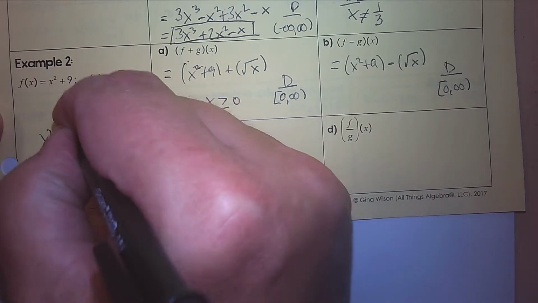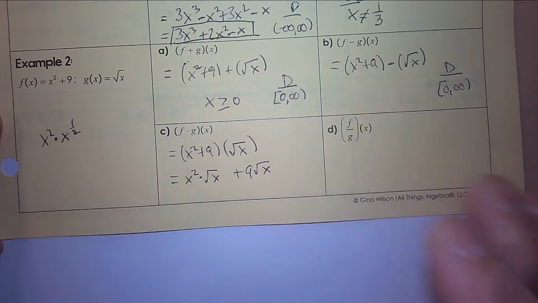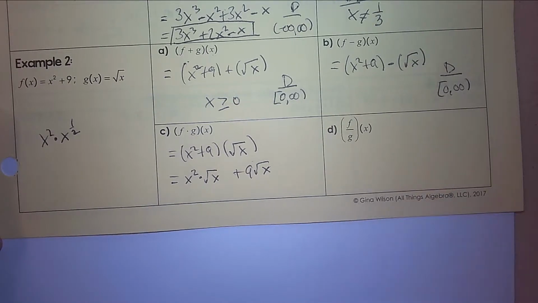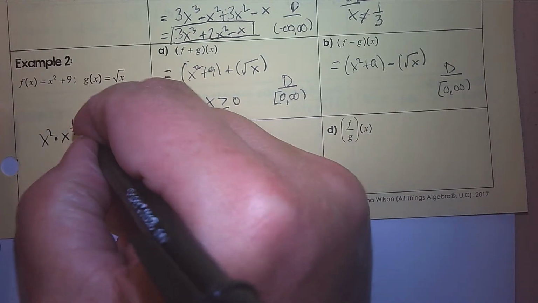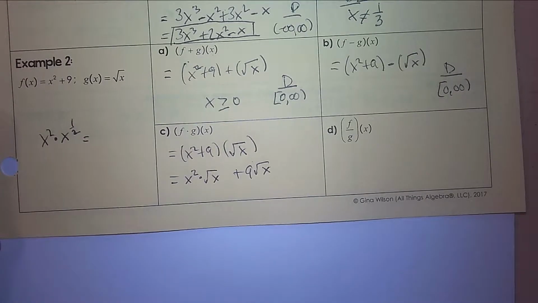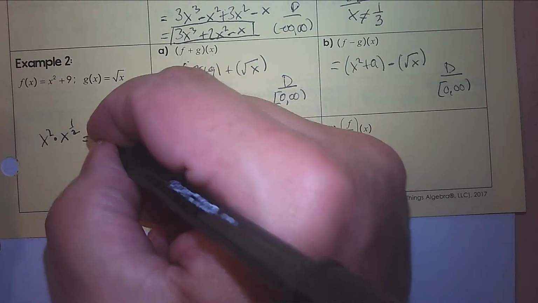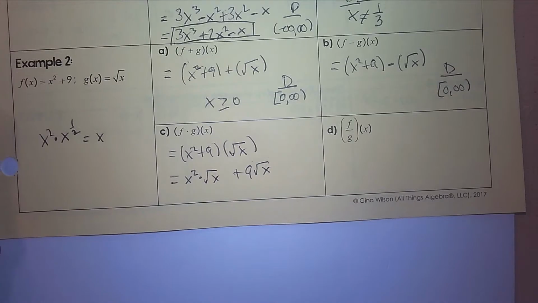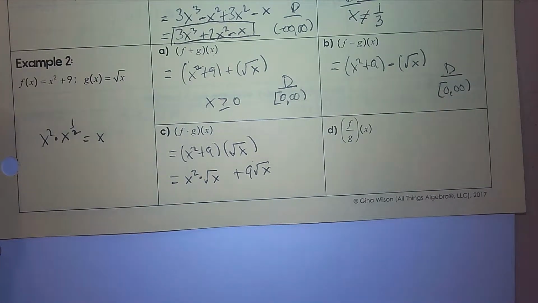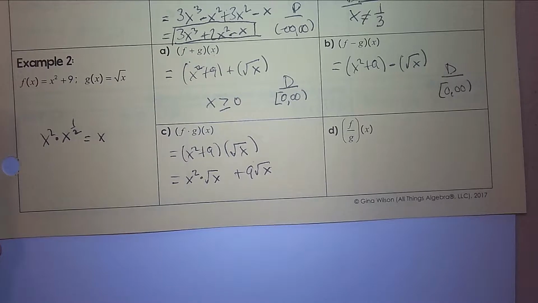So instead of root x, I'm going to write it as x to the 1/2. Are the bases the same? Are you multiplying? What do I do with the exponents then? If the bases are the same and you're multiplying, you would add the exponents. 2 plus 1/2. What's a different way to write 2.5 so that I can then go further? Because a mixed number, I'm going to be stuck. I need an improper fraction.